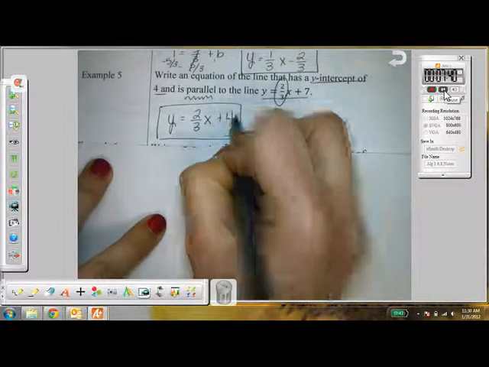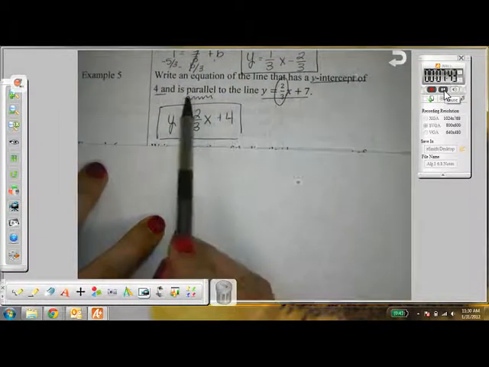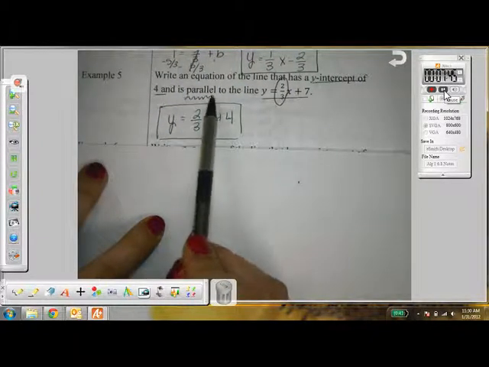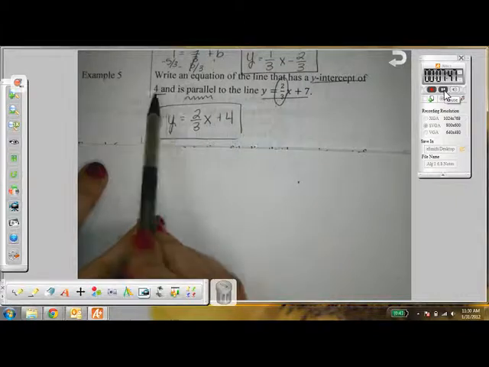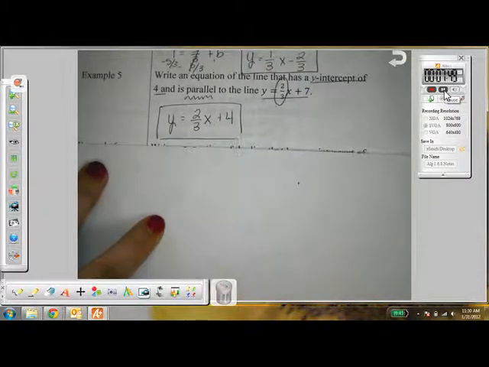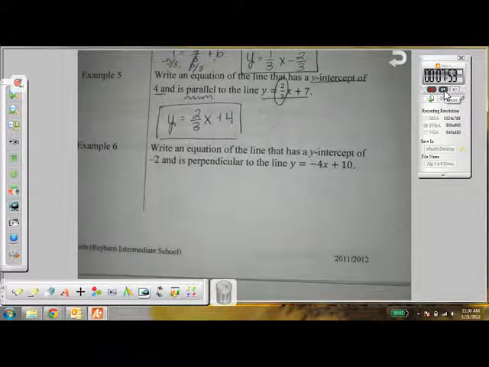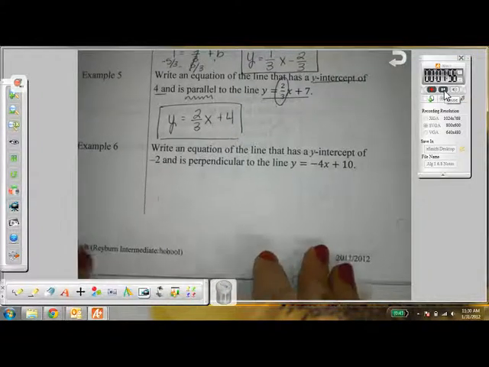Is that all? That's all. Because we were just asked to find the equation of a parallel line. So we knew what the slope had to be, and we knew what the y-intercept had to be, so we were good. Not bad? Okay, so let's do it with a perpendicular one. Example 6.